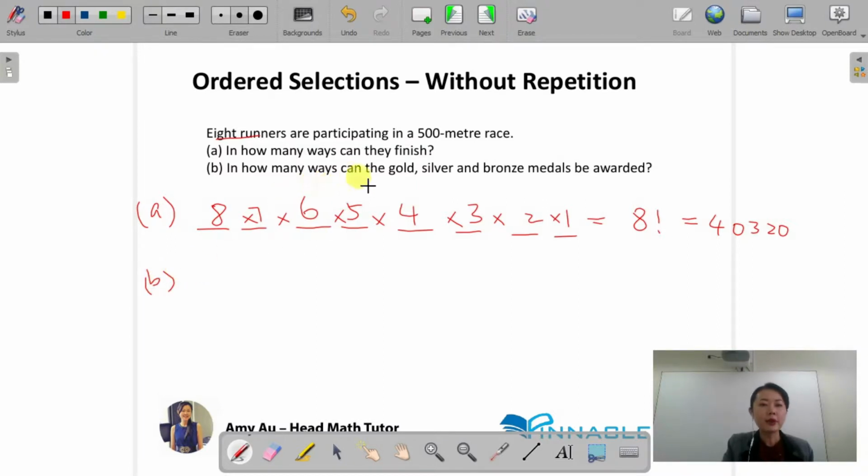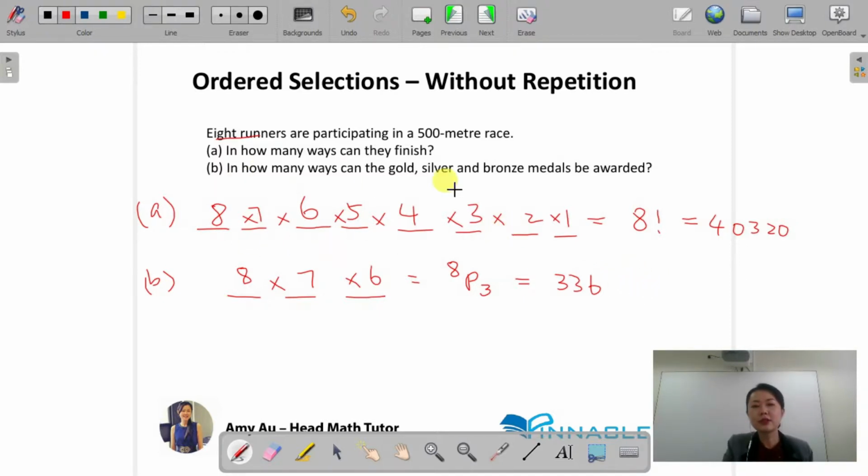In how many ways can the gold, silver, bronze medals be awarded? So this time you're talking about how many ways you can win. So it will be 8 for the first position, 7, and then 6. Or in other words, this is 8P3, which gives you 336. Alright, so that's the difference between the two instances.